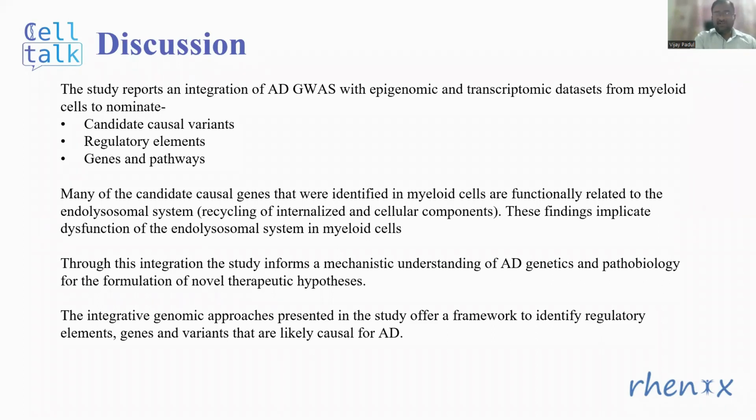So by integrating these different data sets, they are shortlisting those particular genes and also coming up with a variant, and they have also validated one variant, and there are other variants of which the mechanistic pathways can be deduced, but they have given a list of the genes that may play some significant role in the pathobiology of Alzheimer's disease. Then the integrative genomic approaches present in the study offer a framework to identify regulatory elements, genes, and variants that are likely causal for Alzheimer's disease. Now they have used different datasets, GWAS and epigenetic datasets. Other datasets can also be created and integrated, but this study offers a framework for how to integrate these different datasets in one study.